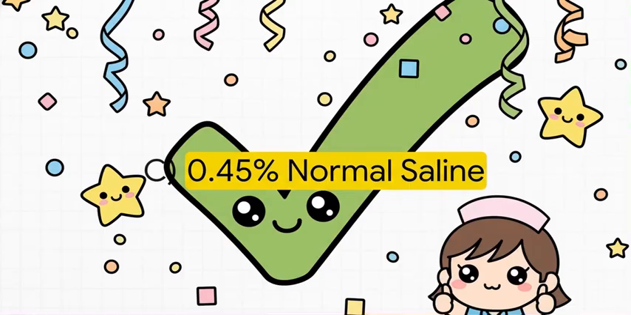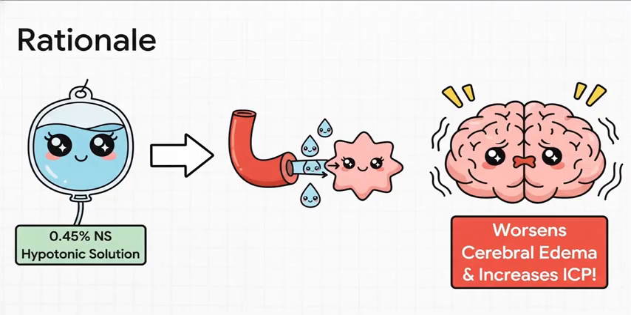If you picked C, 0.45% normal saline, you are 100% correct. Fantastic job. So let's break down exactly why. 0.45% normal saline, as we just learned, is a hypotonic fluid. That means it's going to cause fluid to shift out of the bloodstream and right into the brain cells. For a patient who already has a swollen brain and high pressure in their skull, that is an absolute disaster.